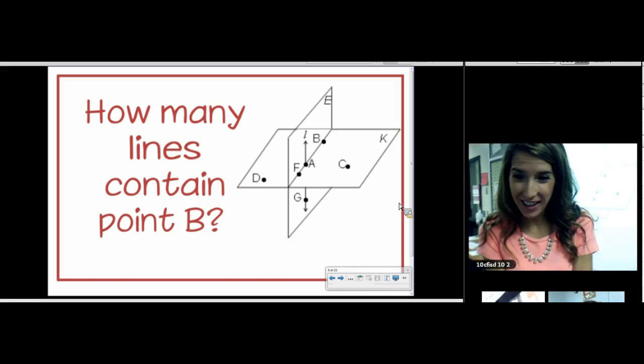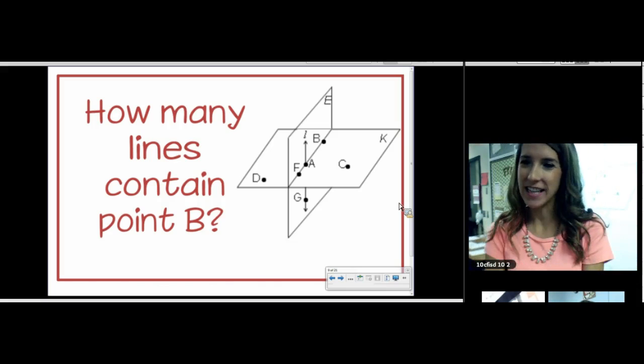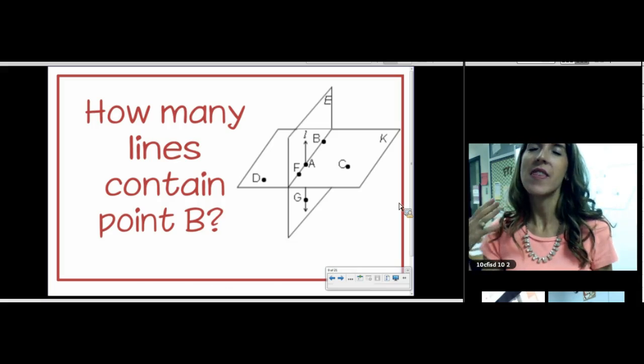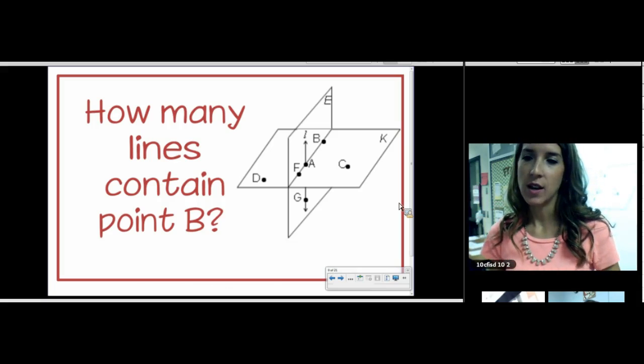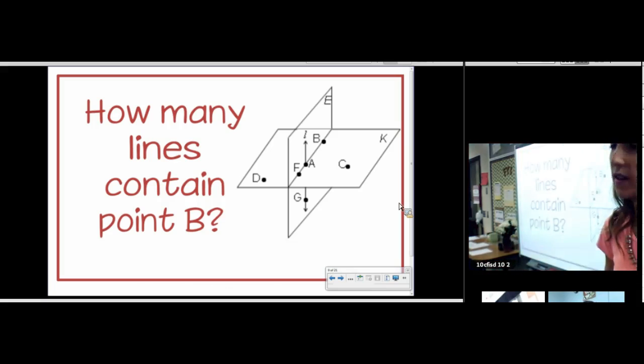So in the picture, there's one line drawn that contains point B, but we know that there's an infinite number of lines through any given point. So the answer is infinite. Very good.